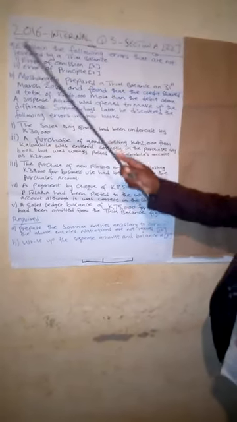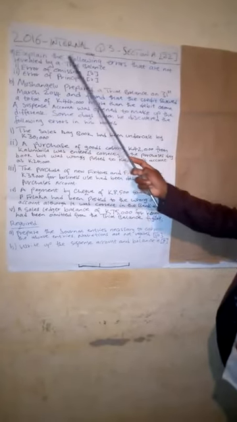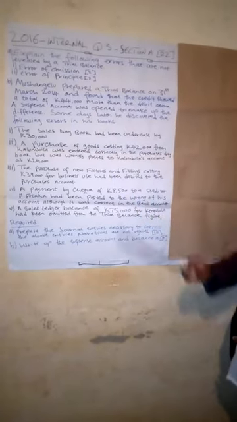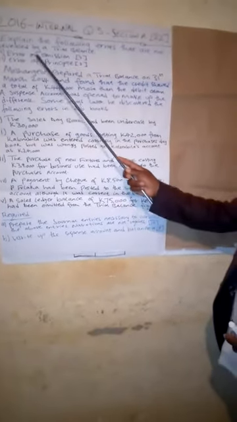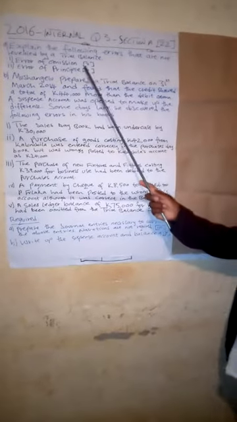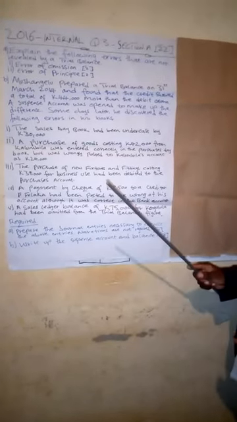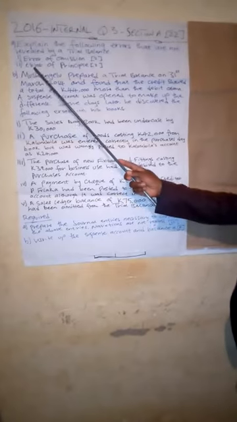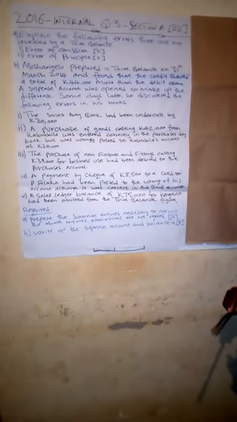But we have got part A here, which reads, explain the following errors that are not revealed by a trial balance. Okay? So we have got error of omission. So error of omission, this is a situation where a transaction or an account is completely left out from the books of accounts. Then 2 here we have error of principle. This is another error where there is an entry in the wrong class of accounts.